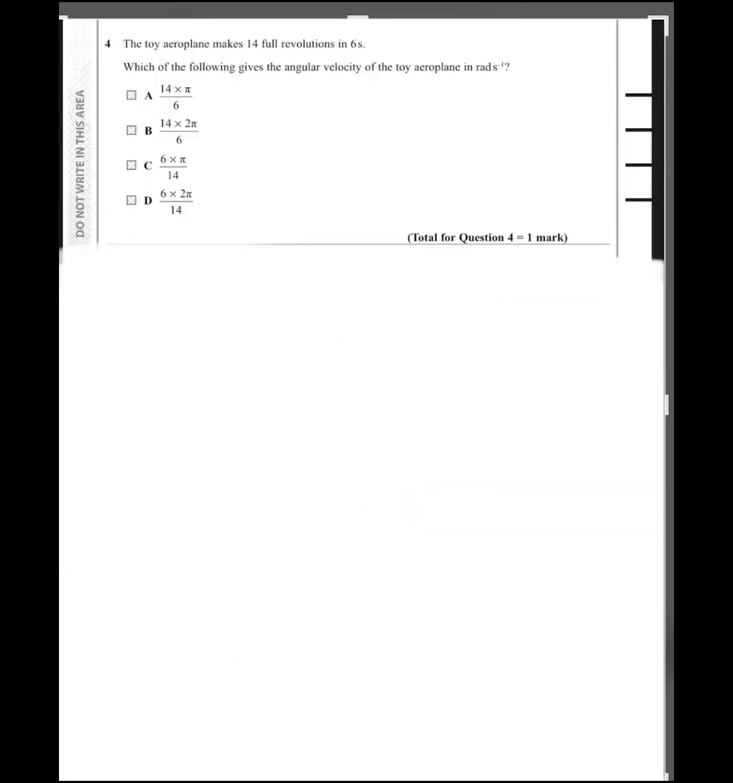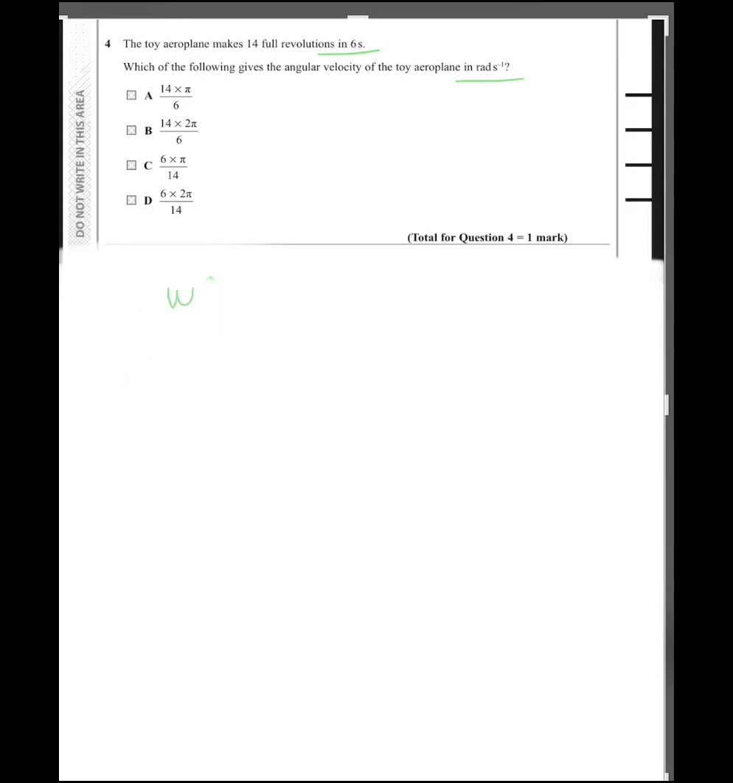The toy airplane makes 14 full revolutions in 6 seconds. Which of the following gives the angular velocity of the toy airplane in rad per second? So we have the formula v equals omega r, where v is the velocity, omega is the angular velocity, and r is the radius. So we have to make the angular velocity the subject. So omega equals v by r.